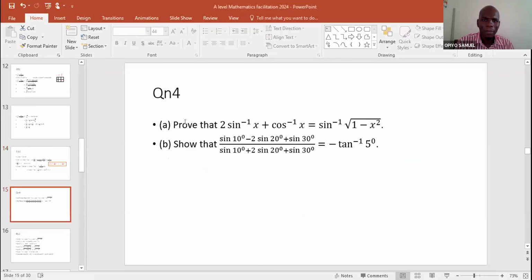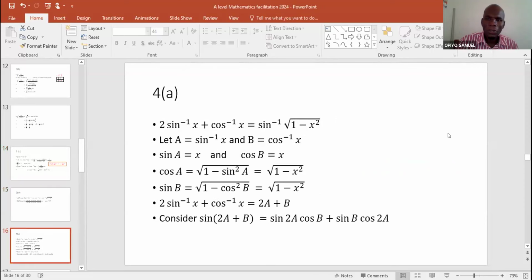Okay, question 4. This is a proof. This is trigonometry. We want to prove that 2 sine inverse of x plus cos inverse of x equals sine inverse of square root of 1 minus x squared. So, and then the second part is this.